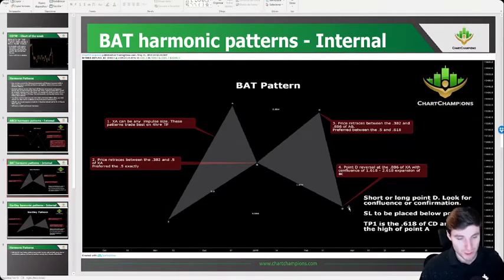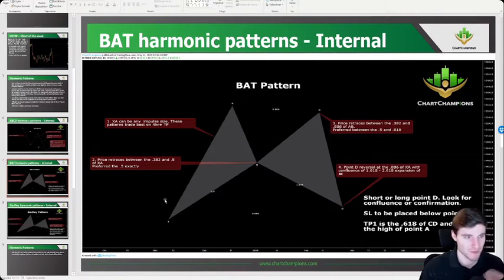So yeah, obviously your point D, and this would be a bullish bat pattern. Bullish because you finished point D at the lows. So once you finish your point D at the low here, you would be looking for a long. Again, stop loss you can just place below the lows, because that would be a total invalidation.